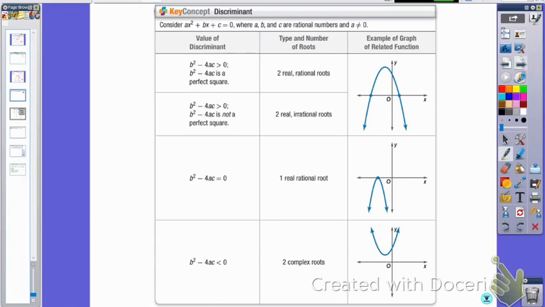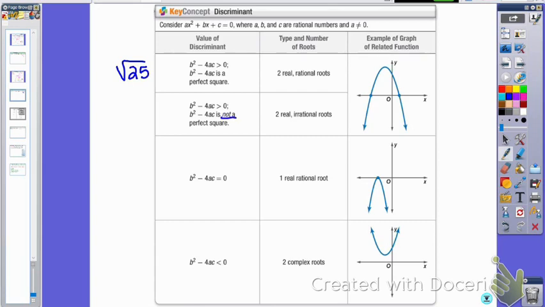All right, discriminant. This is different from the determinant with matrices. A discriminant is the part of the quadratic formula that's just the part underneath the radical sign. So the b squared minus 4ac part. So if it's a perfect square, like the square root of 25, you're going to have 2 real rational roots, like the first example I showed you.